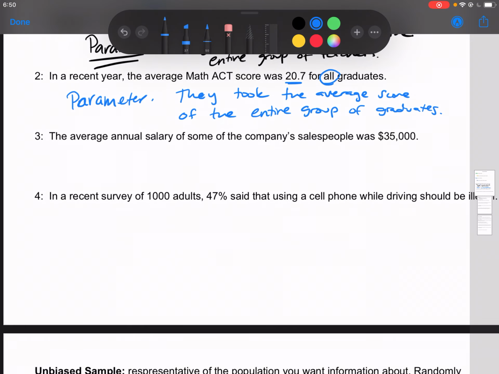Number 3, the annual average salary of some, so that's a keyword right there, some of the company's salespeople was $35,000. Wow. So this would be a statistic, and that's because they didn't use all the salespeople in the company. They used a subgroup. They took a subgroup or a subset of the company's salespeople.